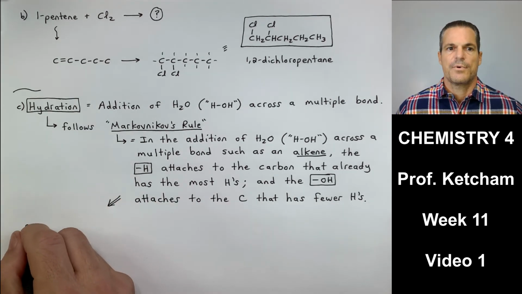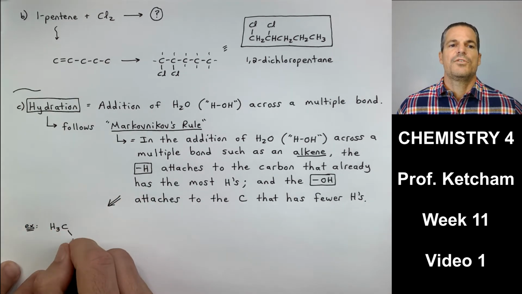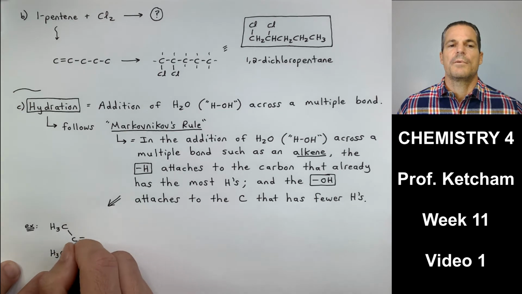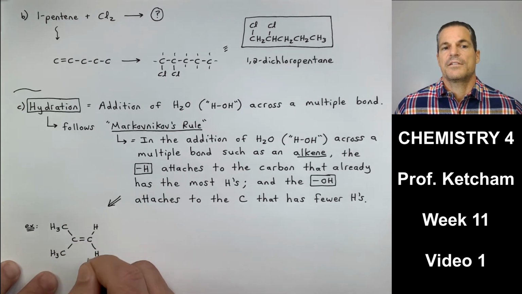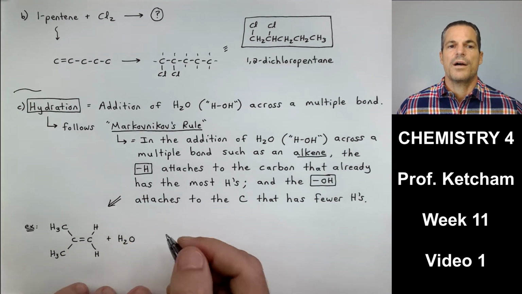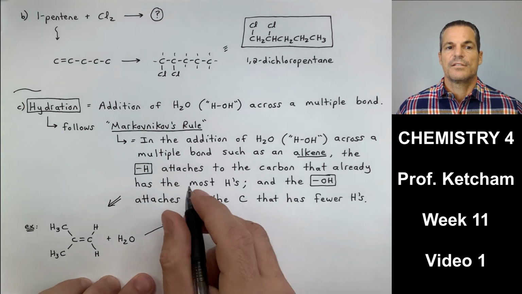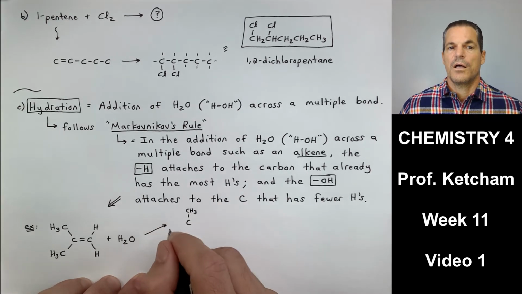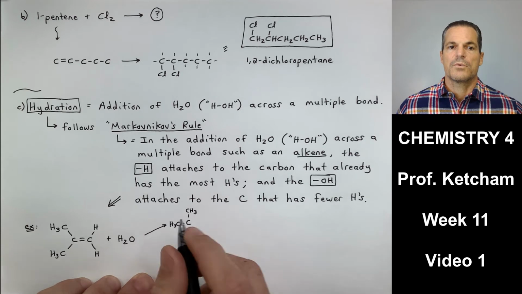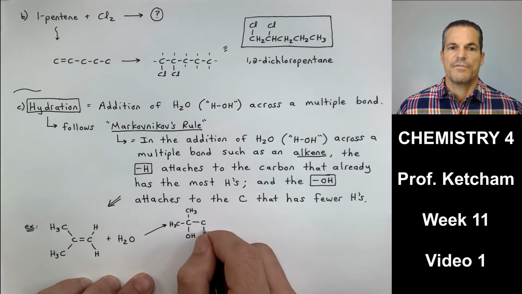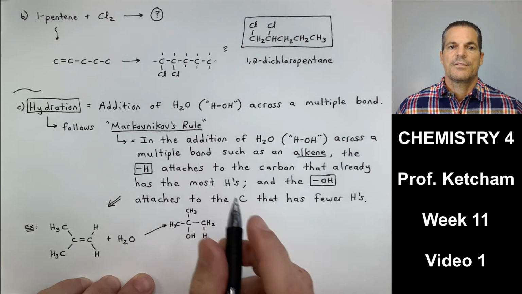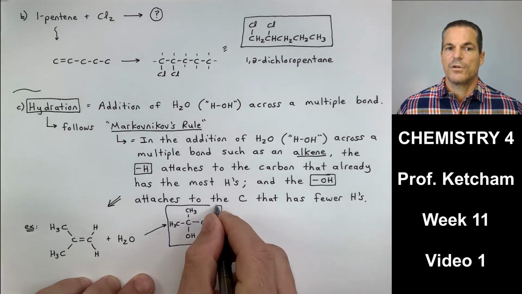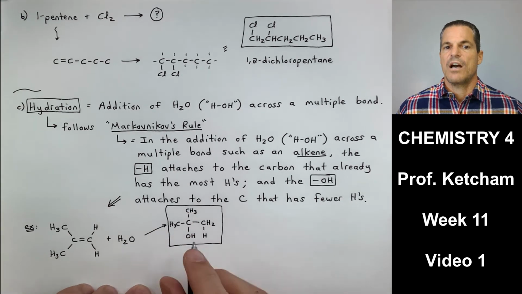Best to show an example here. So I have two CH3 groups on the carbon on the left, and then on the carbon on the right, I just got my two hydrogens. So if I have water, the H is going to go to the carbon on the right, and the OH will go to the carbon on the left. See how I've drawn it? Okay, so this is how I've drawn the result of a hydration of an alkene.